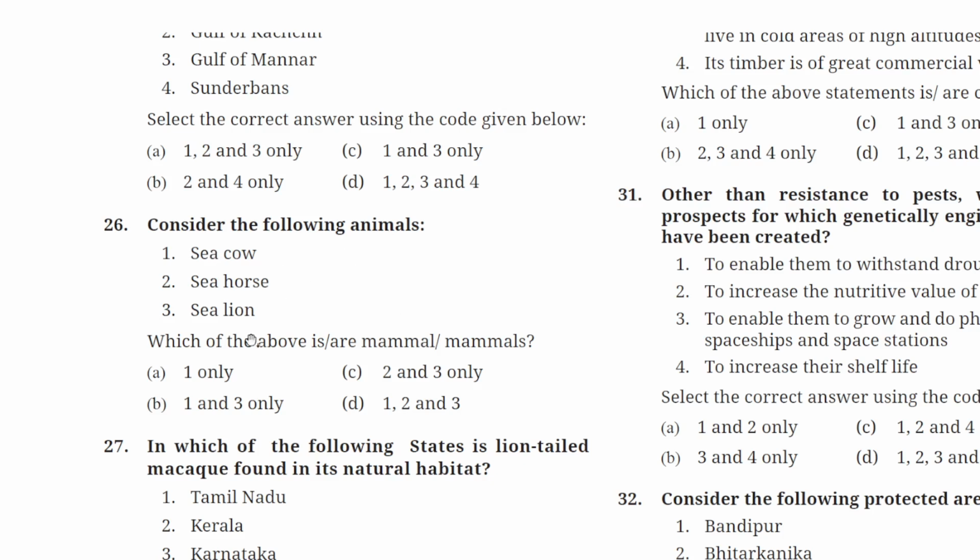Sea cow is a mammal. Okay. Sea lion is a mammal. Sea horse is not a mammal. Okay. Because sea horses are actually fishes.